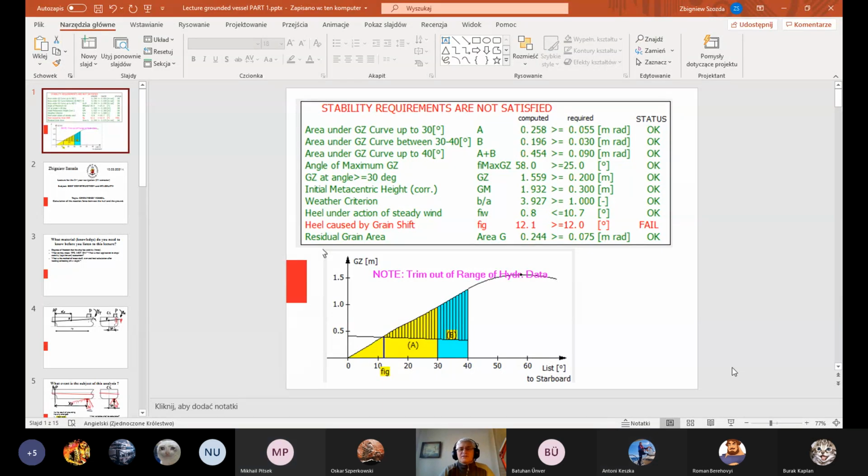Okay, so now I will switch off the camera. I told you the internet connection today is very weak, so I disconnect the camera, and hopefully the quality of our lesson will be satisfactory.